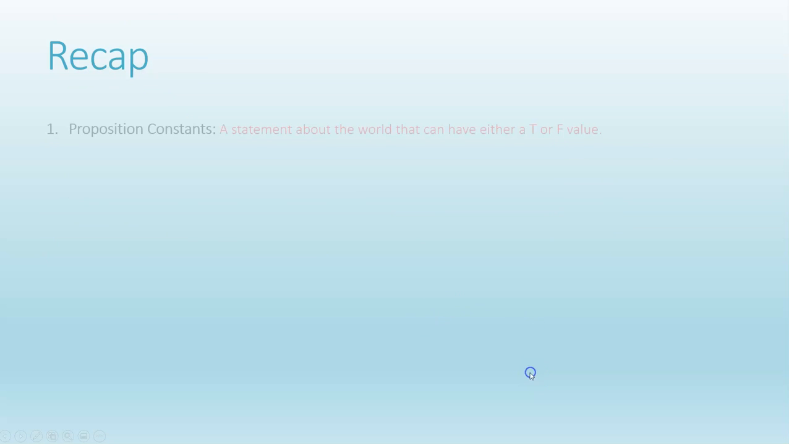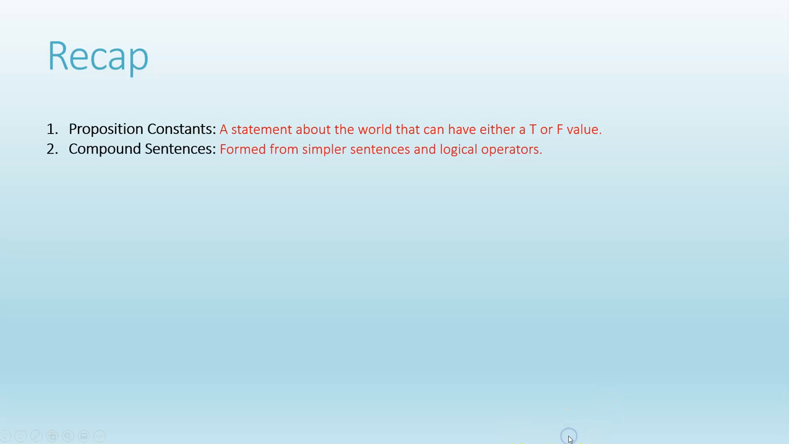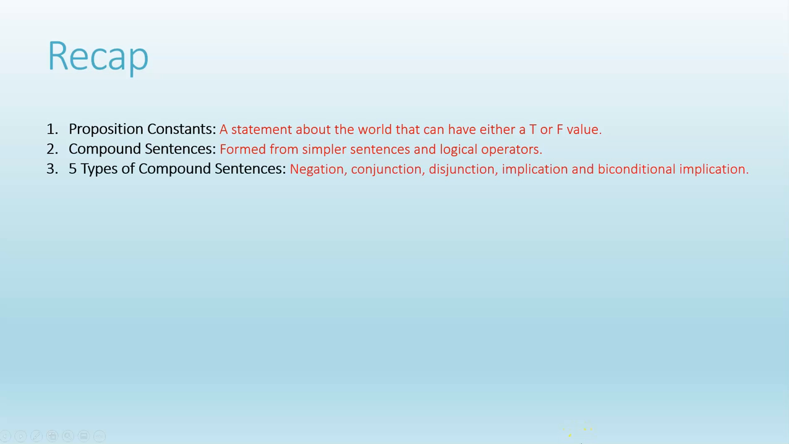Okay, so a recap for the whole chapter. We talked about proposition constants, the basic building blocks, or the syntactical building block, of propositional logic. It's any statement about the world that can have either a true or false value, but not both simultaneously. Compound sentences are formed from those simpler sentences and logical operators. If you remember, we had 5 types of operators: the negation, the conjunction, the disjunction, the implication, and the biconditional implication.